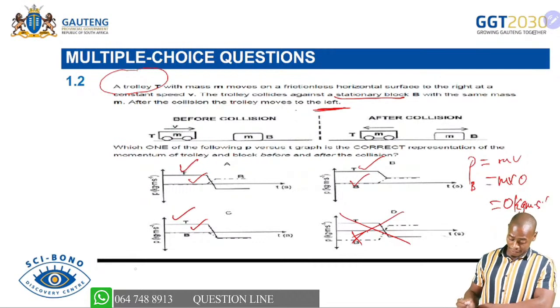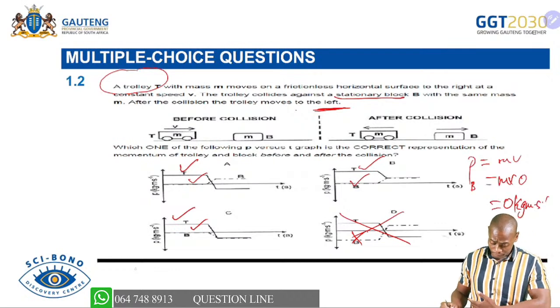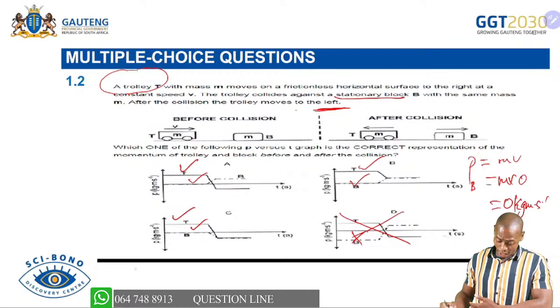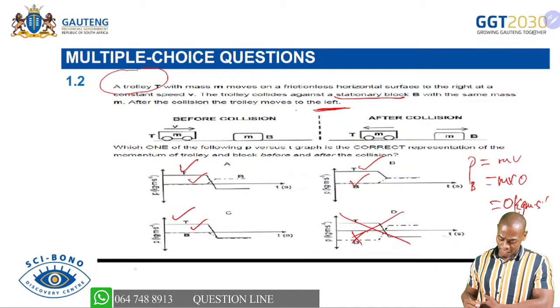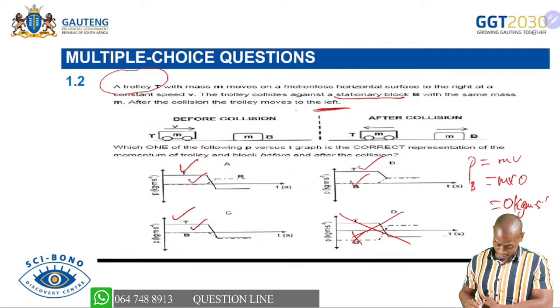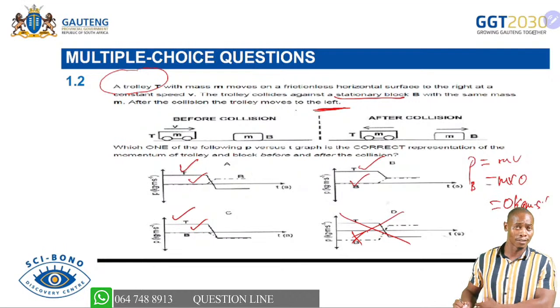Okay, then let's check after collision. The trolley collides against a stationary block B with the same mass. After the collision, the trolley moves to the left. We are told that the trolley moves to the left, which means that when you check all these options, right was taken as positive. Look at the initial momentum of T. It's positive for all the graphs.